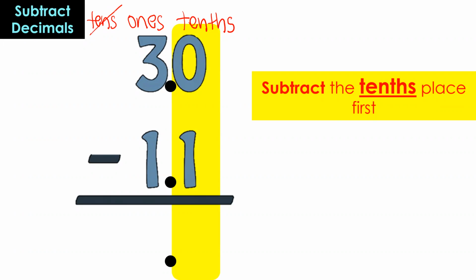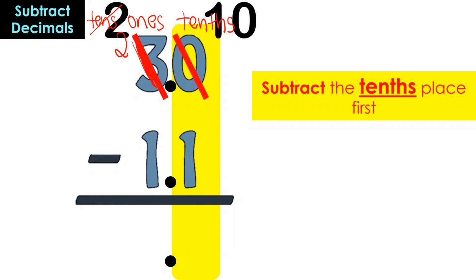So 0 tenths minus 1 tenth. There's not enough tenths to take away. So I have to regroup. I'm going to take away 1 one, so I'm left with 2 ones. And then that will give me 10 tenths. So 10 tenths plus 0 tenths will give me 10 tenths. Then with that, I can take away 1 tenth, and that will give me 9 tenths.